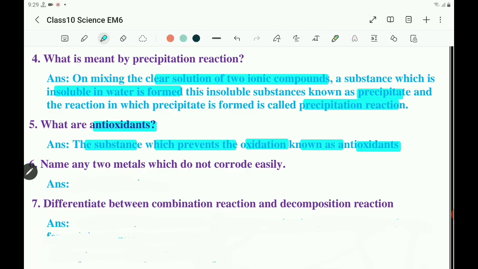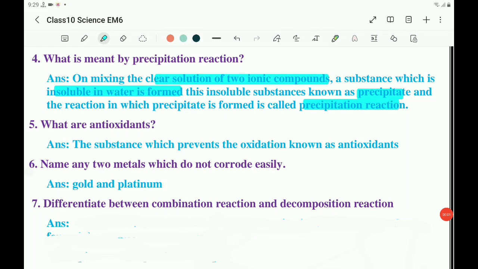Next, take the sixth question. Name any two metals which do not corrode easily. You know that they are the valuable metals gold and platinum. So write the answer, gold and platinum, which are the costliest metals.